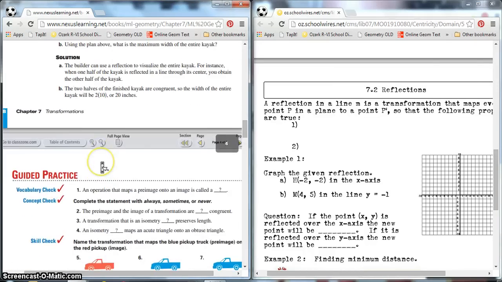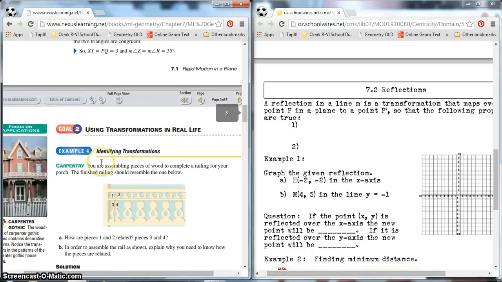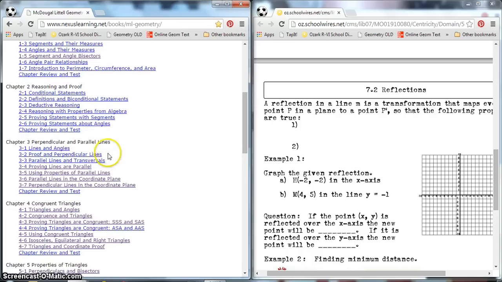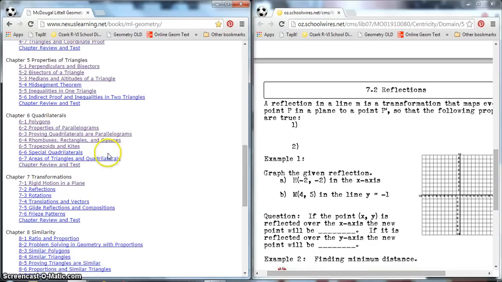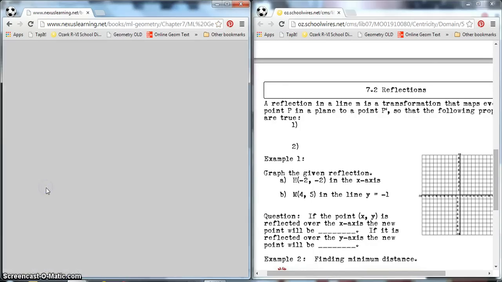There's a few more examples there in your book. You can see over there that if you want to go back, you can check those out and read through those. It wouldn't hurt at all. But I'm going to move on into 7.2, reflections.